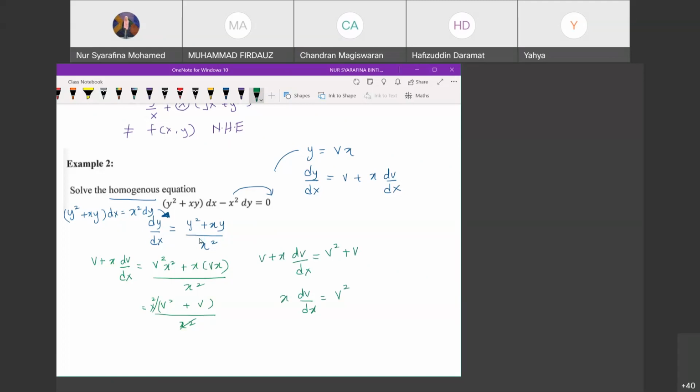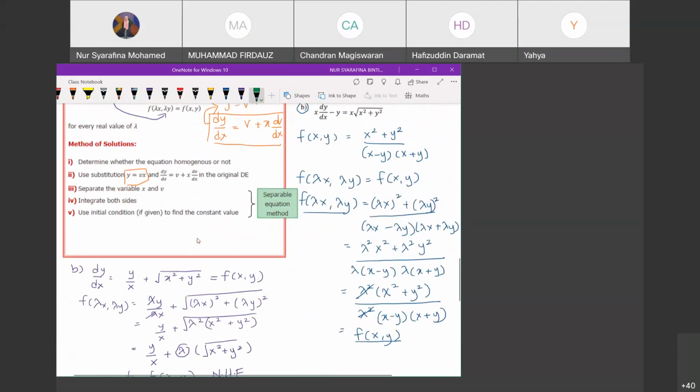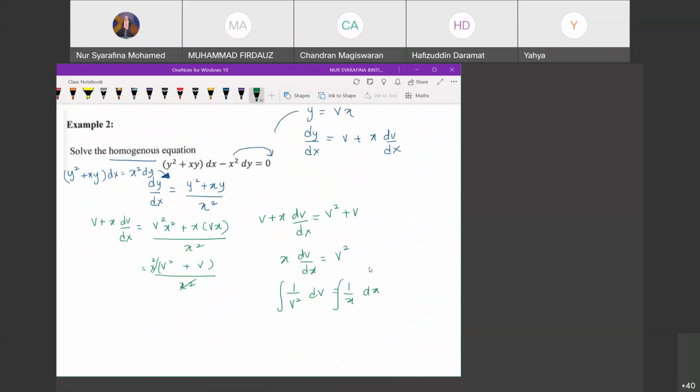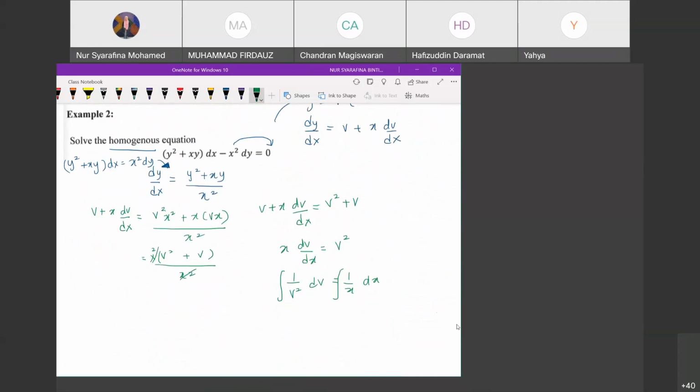And then once you substitute, what you need to do is separate the variables x and v, integrate both sides. So this is the process of solving a separable equation. You just separate these two. It is separable, right? Where you can separate v with dv and x with dx. Okay, clear? Can you proceed with the integration step here? What should you get?